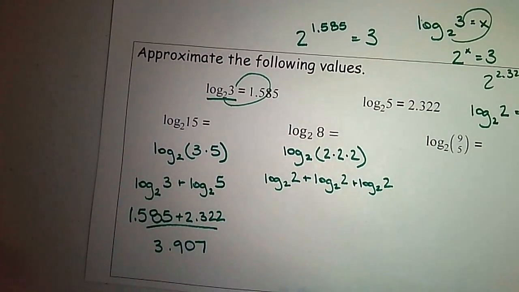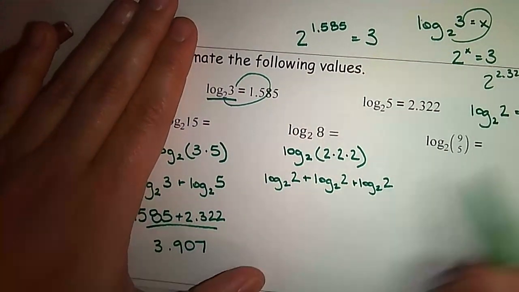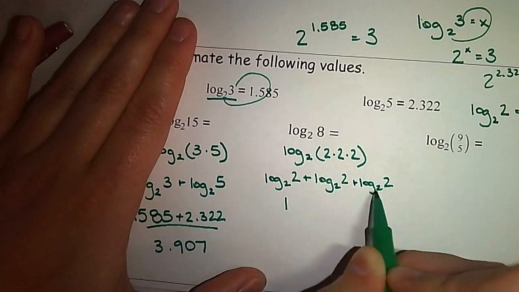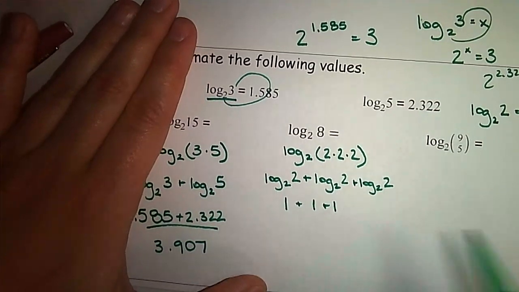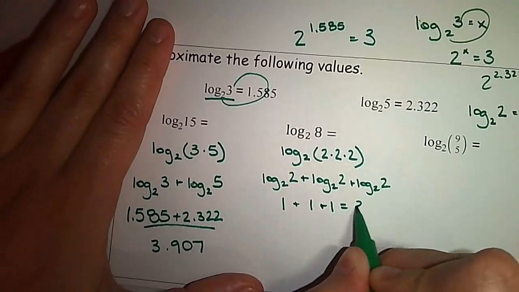And again, it just comes down to a simple substitution. I know log base 2 of 2 is really 1. So I'm going to substitute 1 in for all of these. And last time I checked, 1 plus 1 plus 1 is really 3.